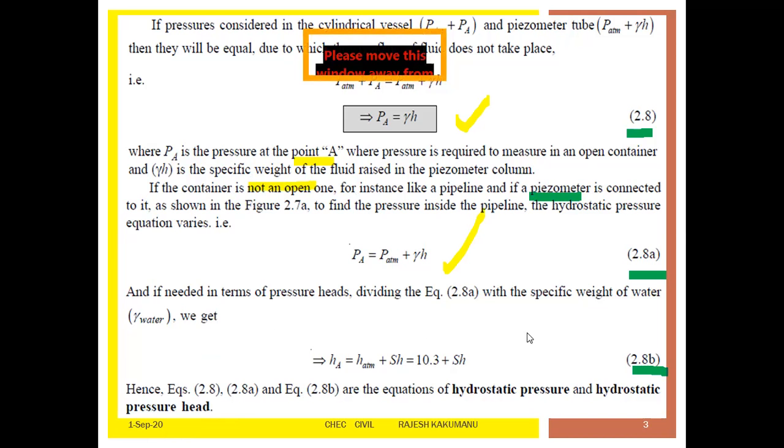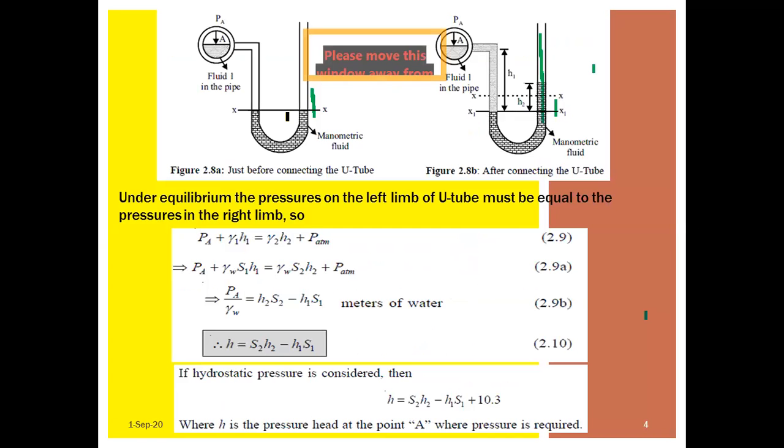Now, if there is the specific weight of water in the container, then we get the formula: H_A equals H atmosphere plus specific weight times height, equals 10.3 plus SH. These are used for hydrostatic pressure head equations, right? Next, now see the difference, the U-tube difference.